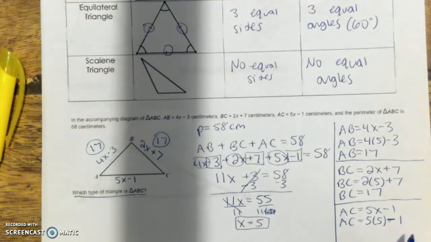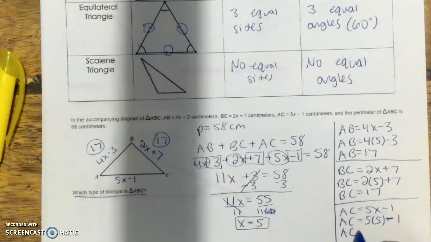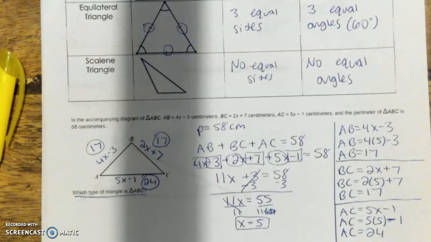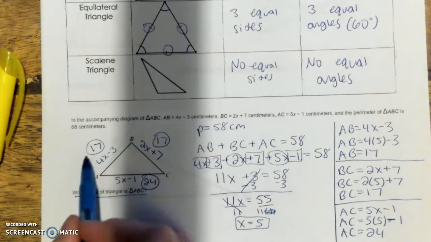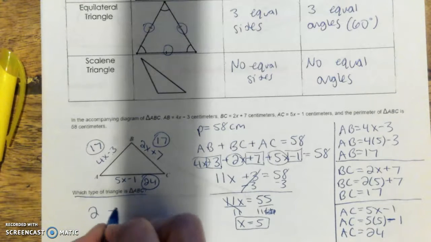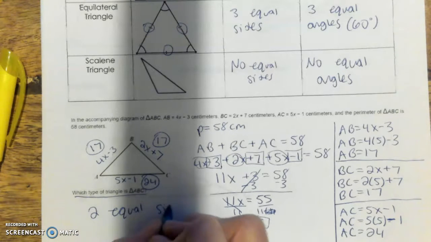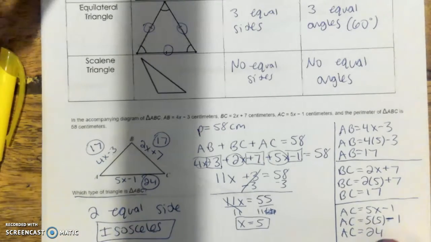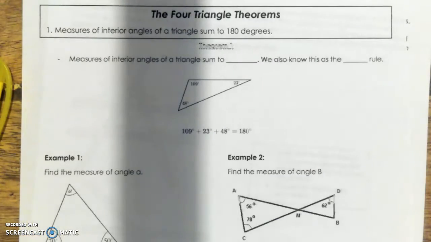I tried to do an equal sign, didn't mean to. So 5 times 5 is 25, minus 1 is 24. All right, looking at this triangle, I should know what type of triangle this is, right? I've got 2 sides that are 17 and 1 side that's 24. That makes 2 equal sides. So I got myself an isosceles triangle. All right, I think you're warmed up. Let's go and flip to the next page.